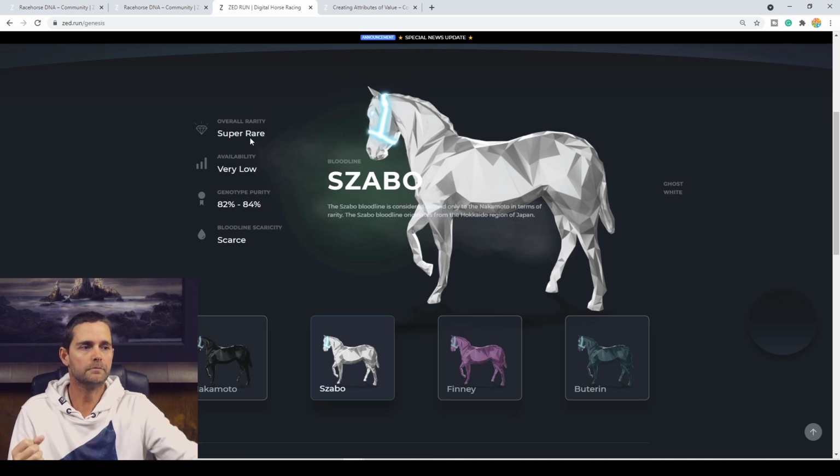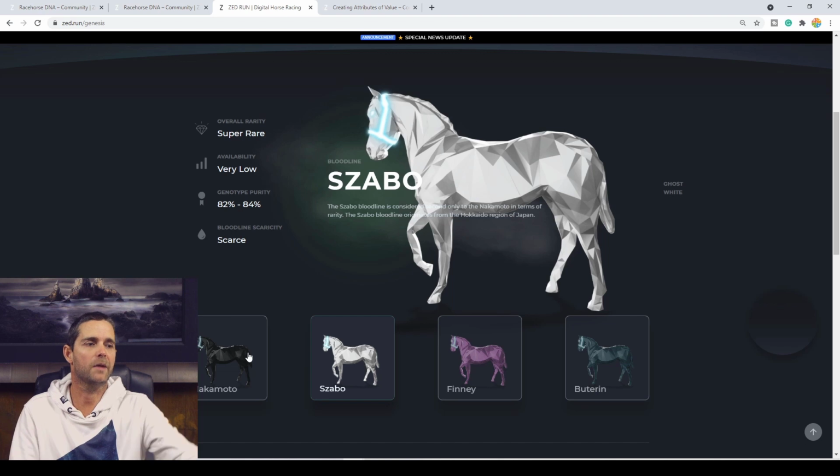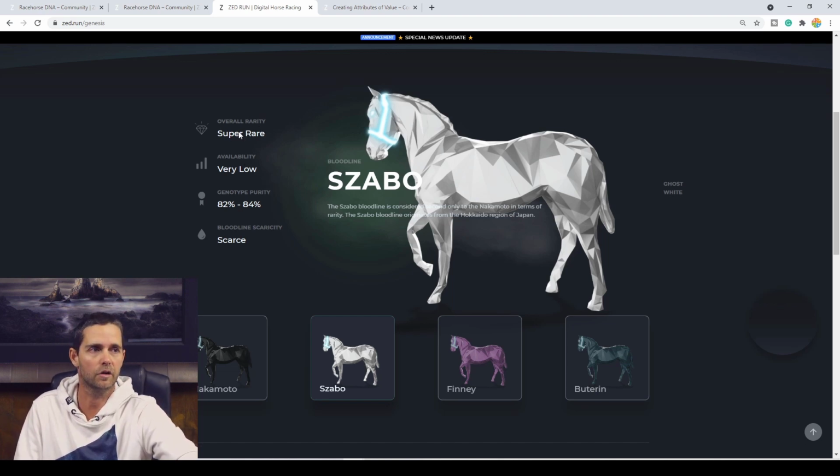Now when it comes to the super rare, the Szabos and the Nakamotos, there are 1,000 Z1 Nakamotos and 1,000 Z2 Nakamoto Genesis. And then if we go to Szabos, there's also only 1,000 Z3 Genesis and 1,000 Z4 Genesis, and that makes the Szabo and the Nakamoto overall rarity, it's a bit of a tongue twister, super rare. They are the rarest of the rare when it comes to Genesis horses of that 38,000.